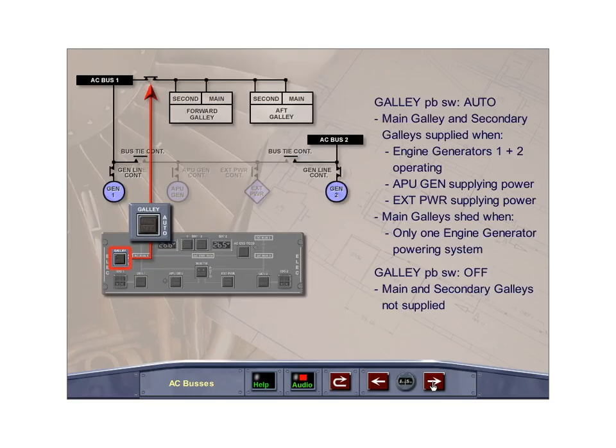When the galley push-button switch located on the electrical panel is in its normal auto lights-out position, the main and secondary electrical circuits of the galleys are supplied with electrical power. In flight and on the ground, with only one engine generator operating, the main galley circuit will be shed to reduce electrical loads. Selecting the galley push-button switch to off will disconnect all power from the main and secondary galleys.